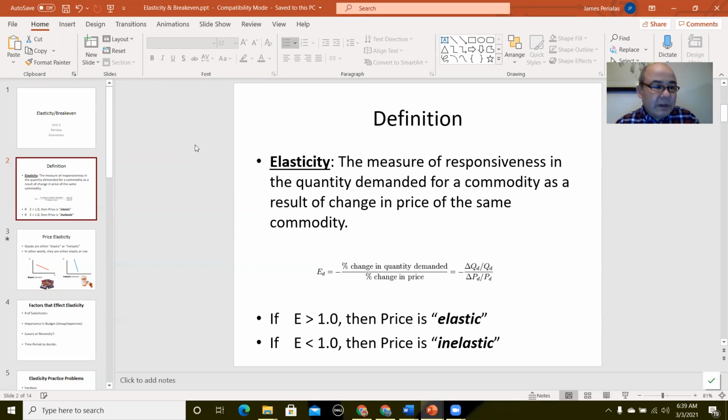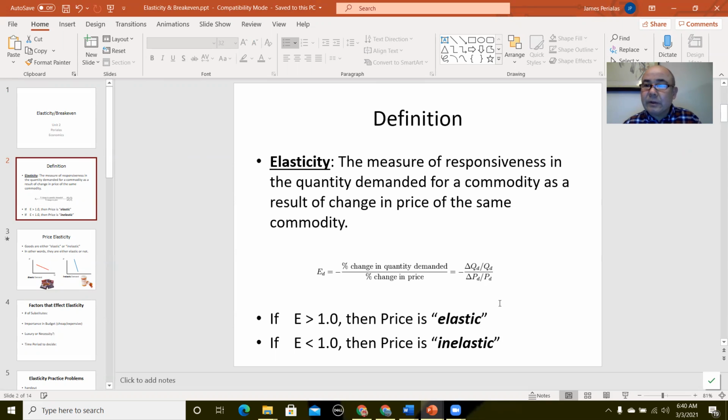We know the law of demand says if you raise the price, you're going to lose some customers. The question that we ask is, how many customers are we going to lose? Are we going to lose a lot, or are we not going to lose very many? If we lose a lot, we're going to use the term elastic, that these goods have elastic demand. If we change the price and we don't lose a lot of customers, then we're going to call that inelastic.